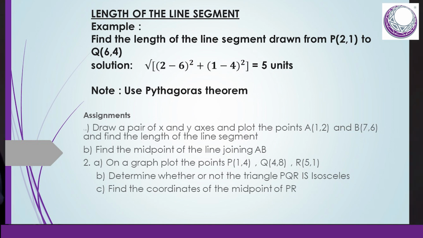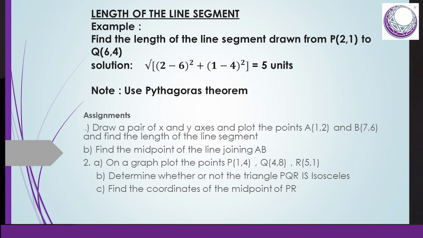Now, we can also try this as an assignment. Draw a pair of x and y axes and plot the points A(1, 2) and B(7, 6), and find the length of the line segment. Find the midpoint of the line joining AB. On the graph, plot the points P(1, 4), Q(4, 8), and R(5, 1), and determine whether or not the triangle is isosceles.